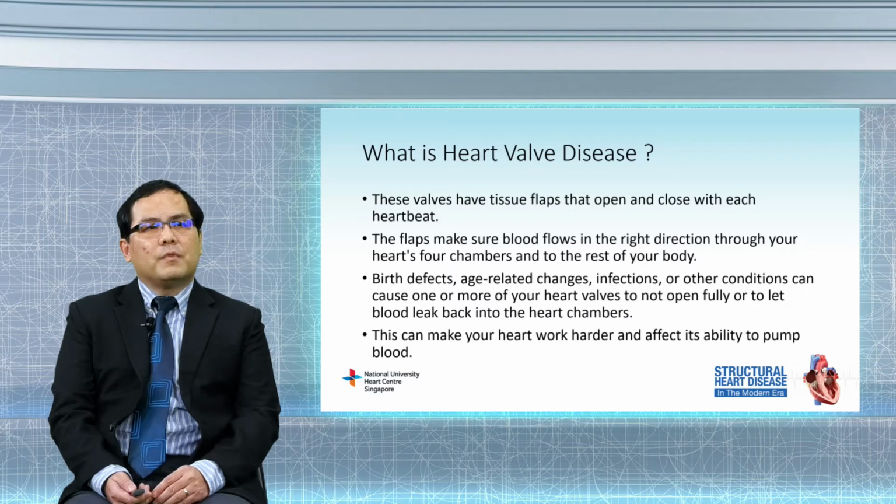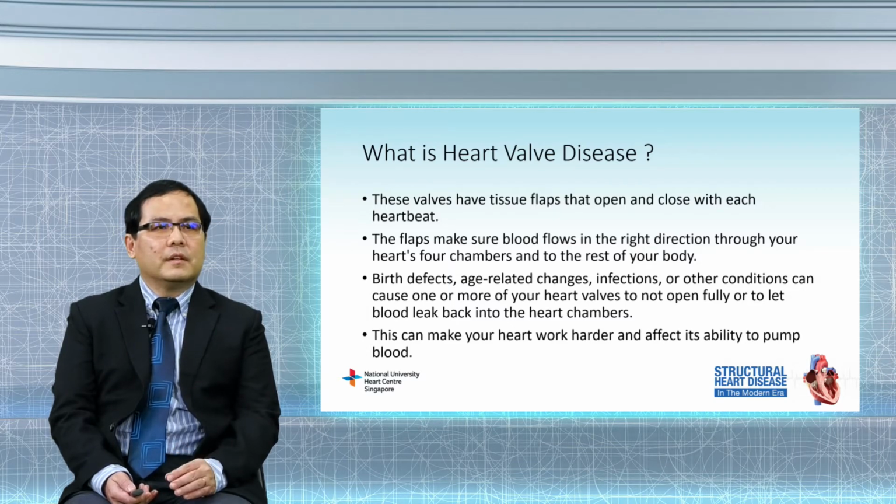So these valves have tissue flaps that open and close with each heartbeat. And the flaps make sure that the blood flows in the right direction through your heart's 4 chambers and to the rest of your body, such as your brain, the muscles, and your lungs.